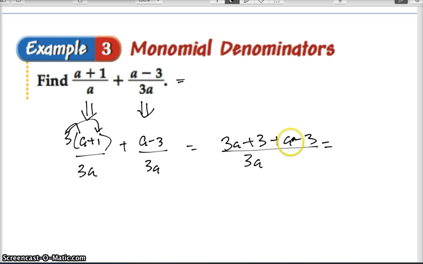So 3a plus another a gives me 4a, and then 3 plus a -3, they cancel each other out. So I'm left with 3a here. What I'm going to notice is that the a's are there, and my final answer is 4/3.